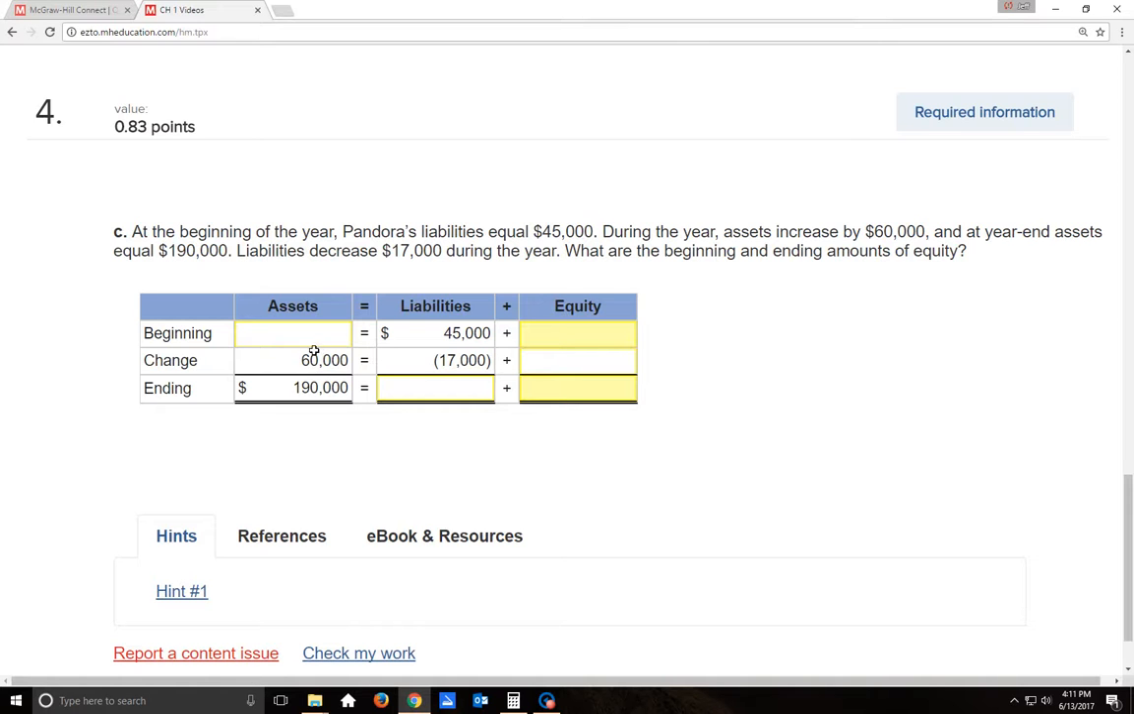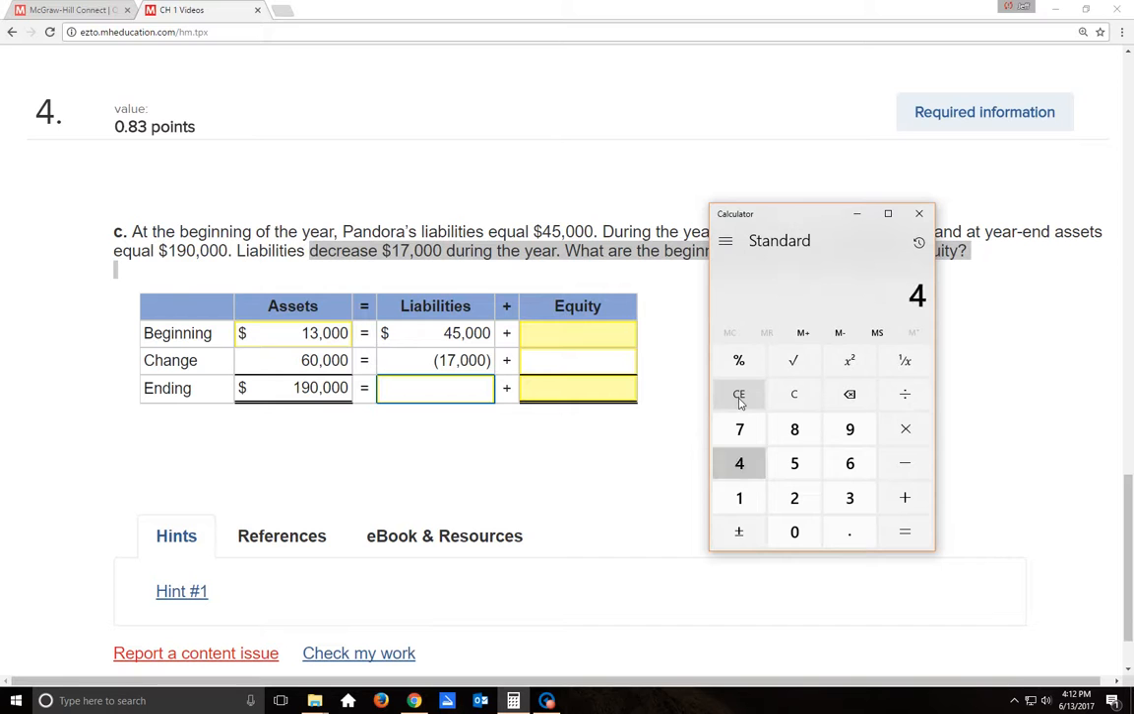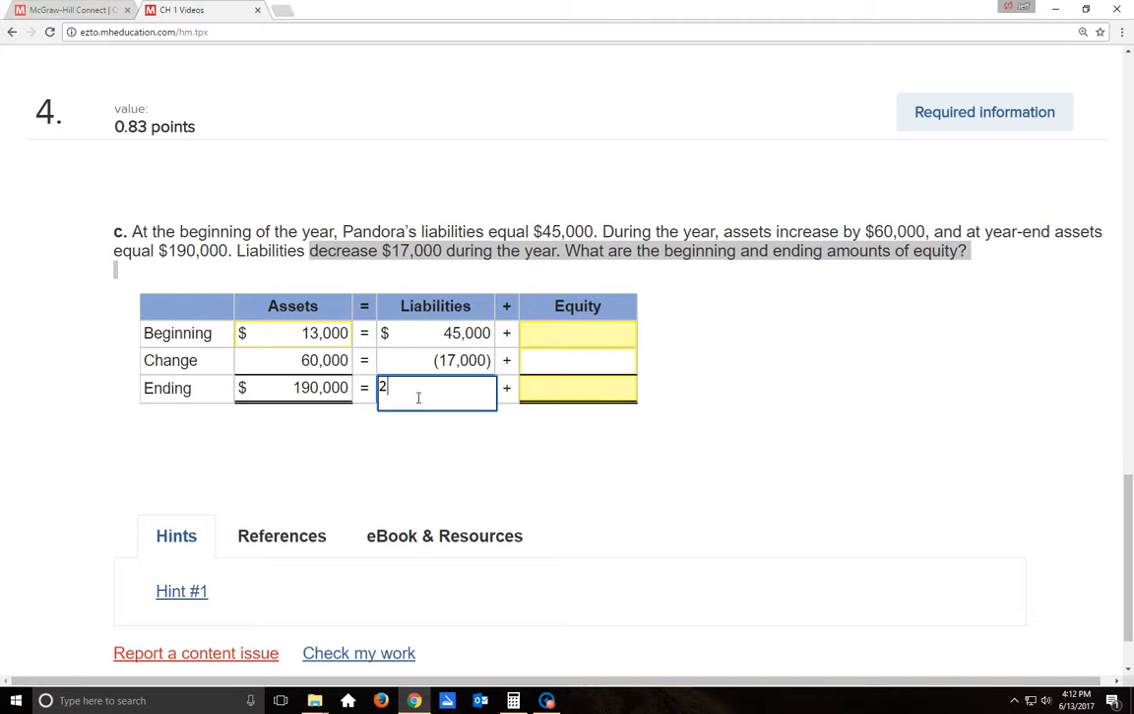We know the change, so surely we can back into how much they were at the beginning. How much did they have to be at the beginning of the year? Well, 190 minus 60 is 130,000. Liabilities decreased 17,000 during the year. So they were 45, that's given to us. They decreased by 17, so at the end of the year, 45 minus 17, we can take the calculator, 45 minus 17, they had to have been 28,000 at year end.